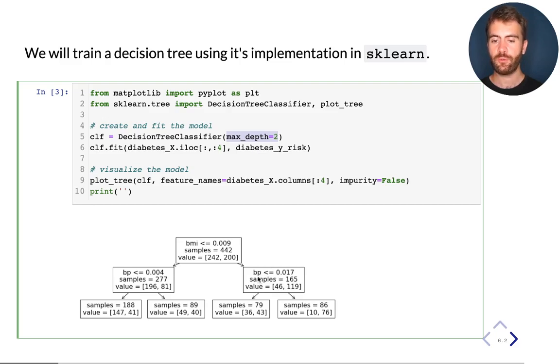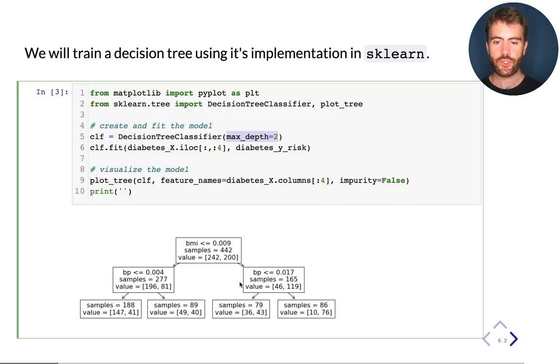And then at this node, we have BP less than or equal 0.017. So if the blood pressure for this patient is less than this value, then we go on the left, and otherwise we go on the right. And similarly, if we're here in this branch of the tree, then the algorithm is also looking at the blood pressure, and here it has decided to use a different threshold to determine whether it's on one side or the other side.